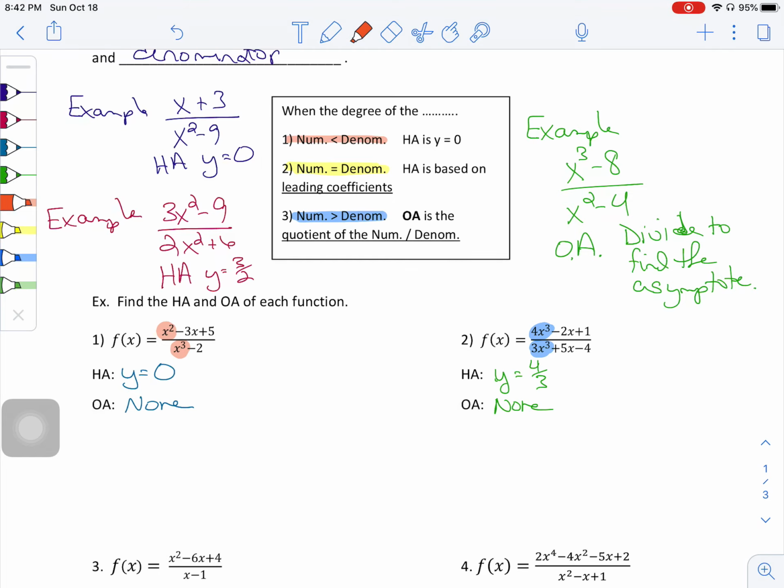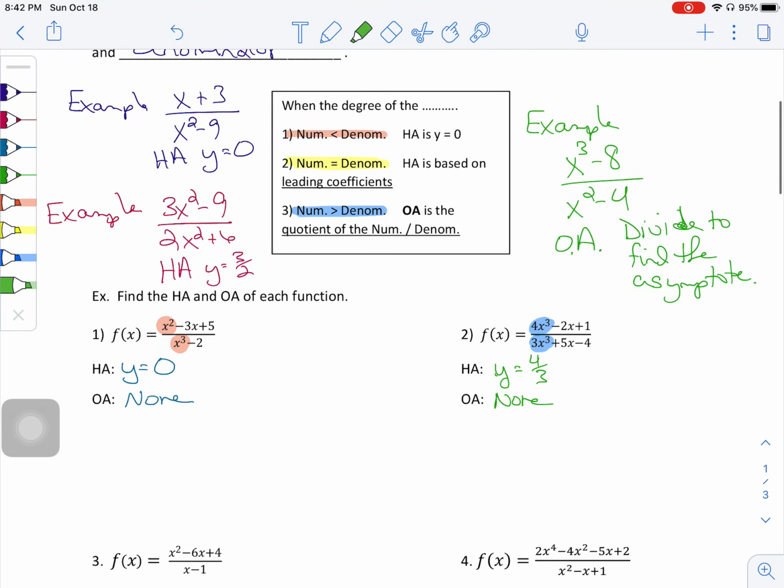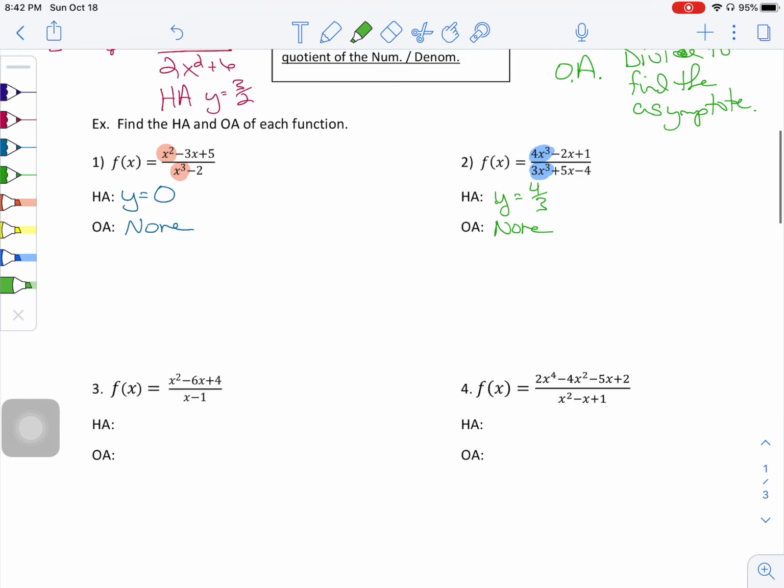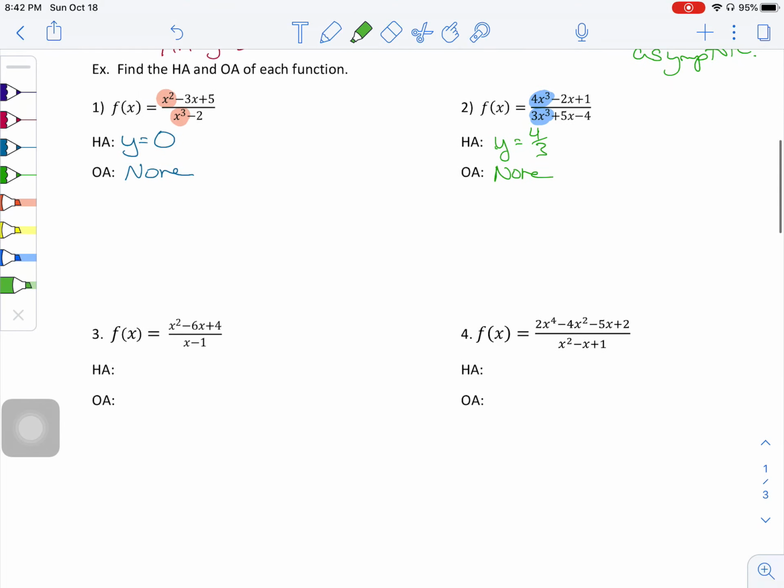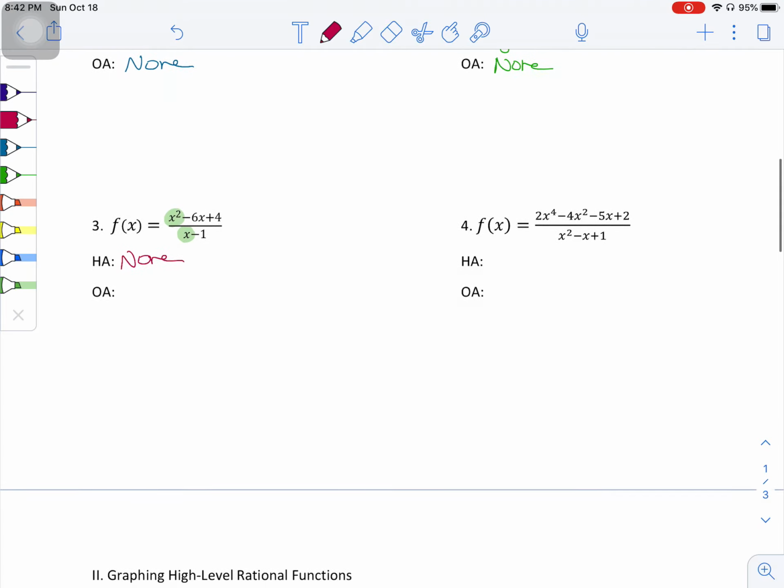So let's see about the last 2 here. All right, problem number 3. We have a second degree polynomial in the numerator and a first degree polynomial in the denominator. This is not a horizontal asymptote, so none. I have an other asymptote. Because it's a degree difference of 1, we're going to say it's an oblique. That's not going to be something that you're going to need to know about, but just wording-wise so you understand what I'm talking about.